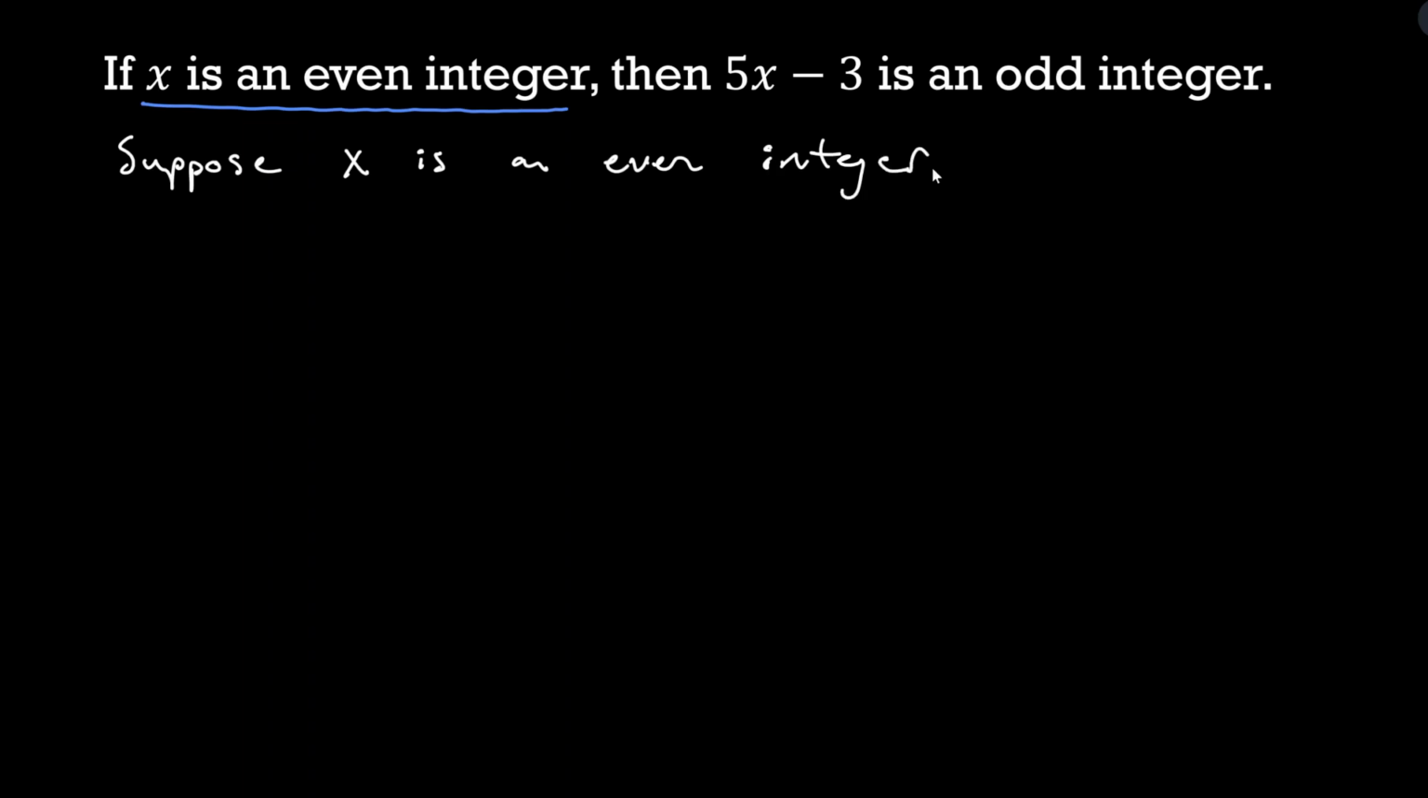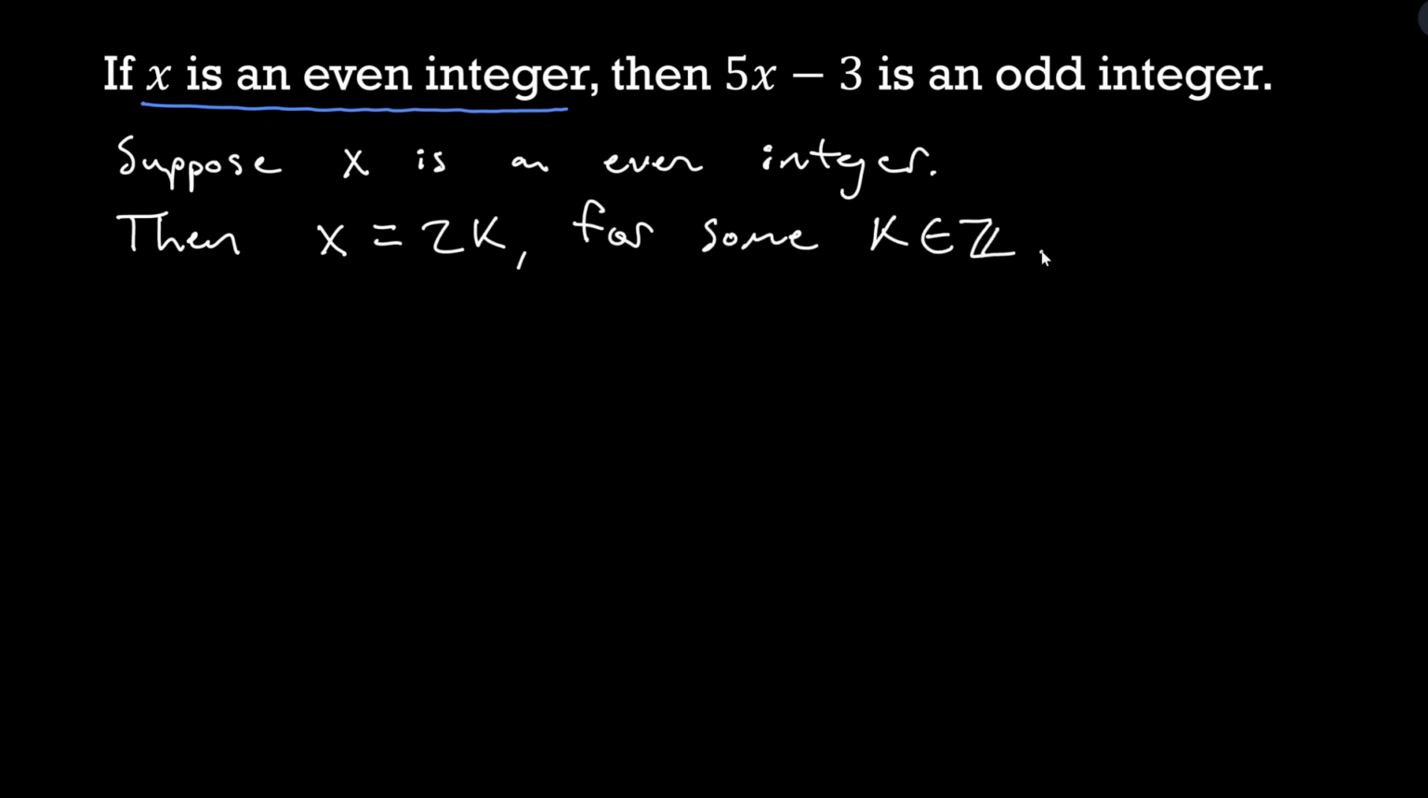Okay, and then what that means is, well, then x equals 2k for some integer k, right? So we're going to unpack our definition here for some integer k. All right, now what are we trying to show here? Well, that 5x minus 3 is an odd integer. Okay, so that's what we're trying to show.